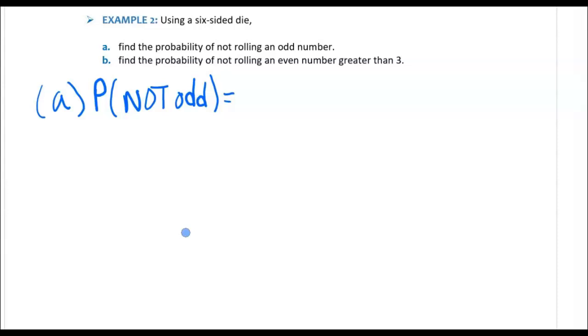So the probability of not rolling an odd number would be the even numbers, which would be 2, 4, and 6. Using number 1 from our blue box, there would be 3 even numbers out of the 6 numbers. So the probability of not rolling an odd would be 3/6, which reduces to 1/2.